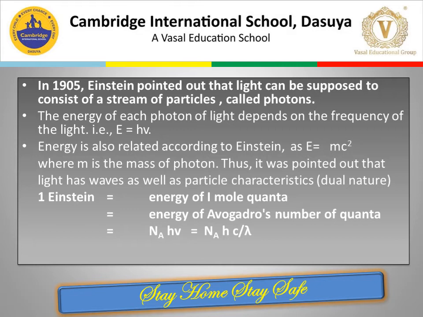One Einstein is equal to the energy of 1 mole of quanta, that is, the energy of Avogadro number of quanta, and that is equal to Na, Avogadro number, times h nu. Nu can be written as c upon lambda, thus the equation can be written as N a h c upon lambda. This is the energy of 1 mole of quanta, 1 Einstein.